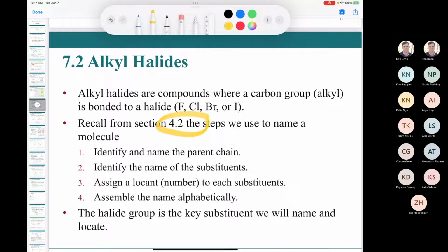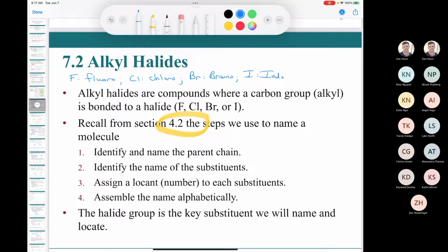The only difference is that now we're going to have a halogen, right? If we have a fluorine, we use the prefix fluoro, or we call it a fluoro as a substituent. If we have a chlorine as a substituent, we call it a chloro. If you have a bromine, you can guess, you call it a bromo. And then if you have an iodine, we call that an iodo.